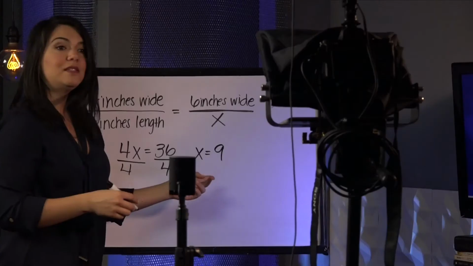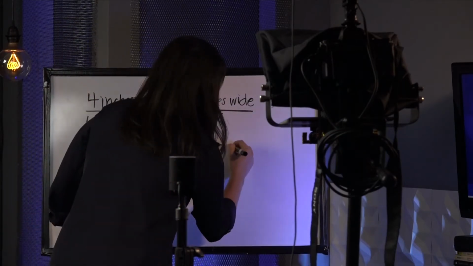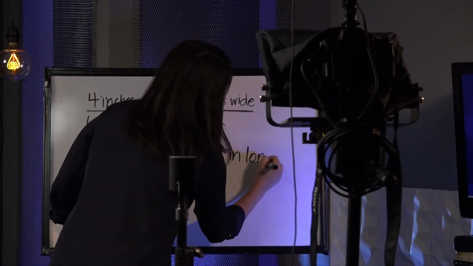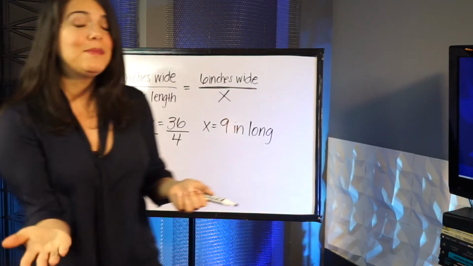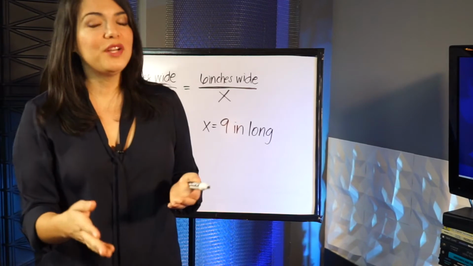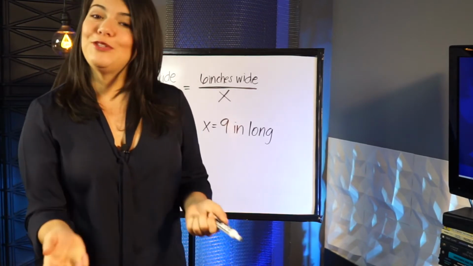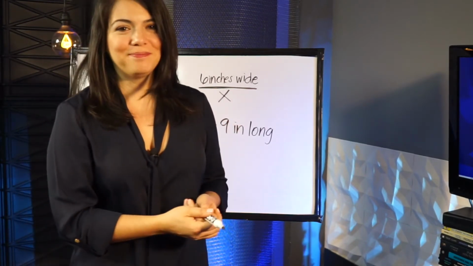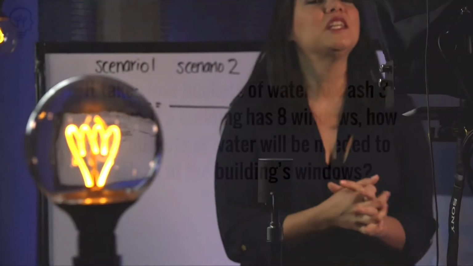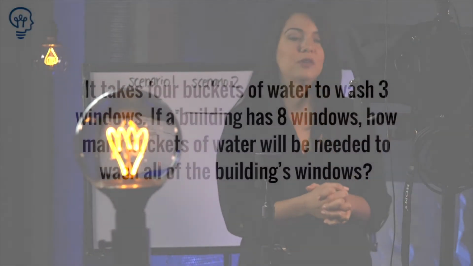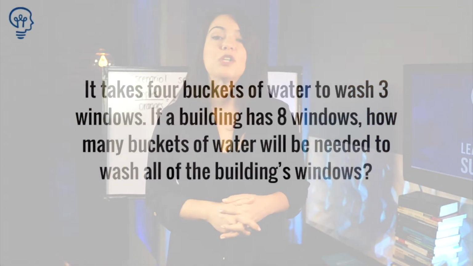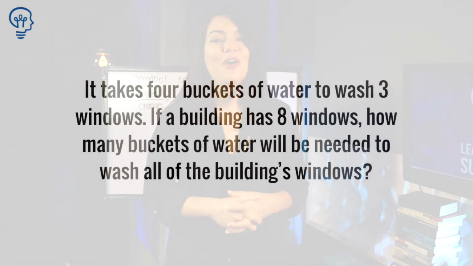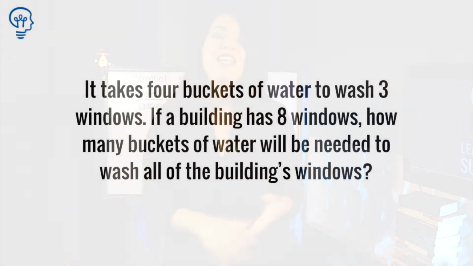So that means that the length of the enlarged photo is 9 inches. All right, I hope that makes sense. If you didn't get it, go over it again and make sure you understand. If you do, then let's move on to the next question. The question says, it takes 4 buckets of water to wash 3 windows. If a building has 8 windows, how many buckets of water will be needed to wash all of the building's windows? All right, go ahead and give the question a try, and then I'll work it out with you.